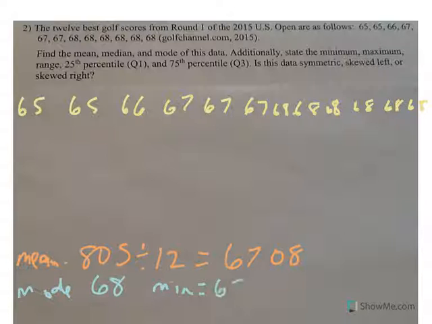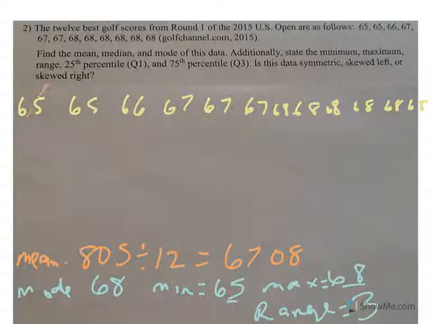The minimum, smallest number. The maximum, biggest number. The range, the difference between them. Well, 68 minus 65 is 3. So that takes care of all of those. What did I not do yet? I think all I have left is the median and the percentiles. Okay, so let's start marking these up.